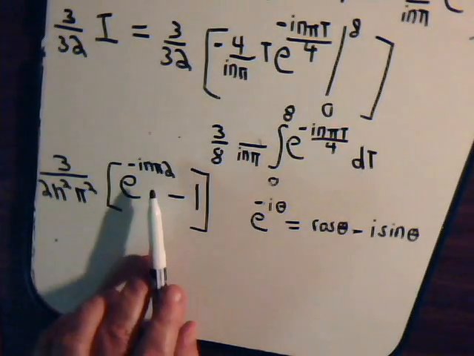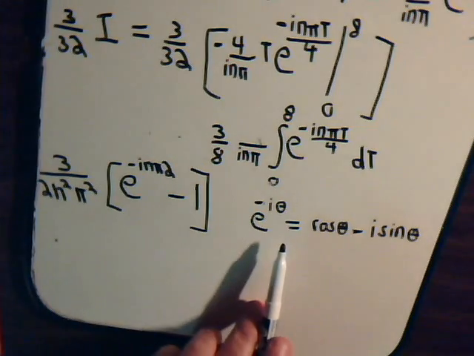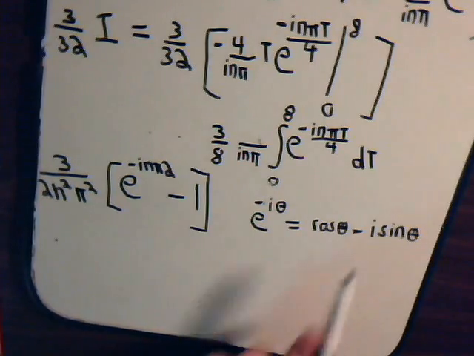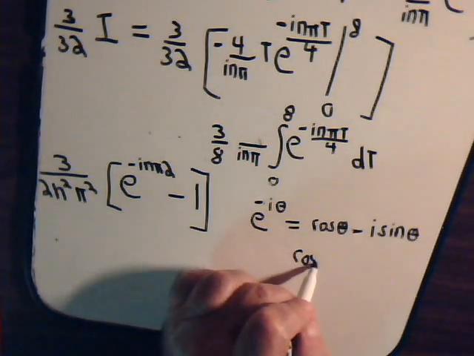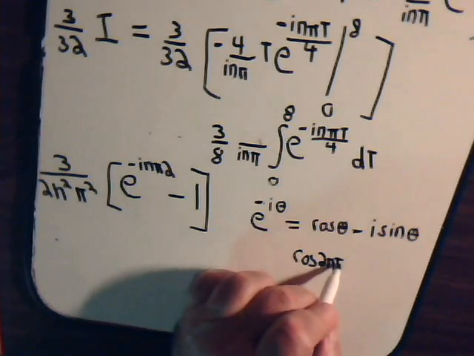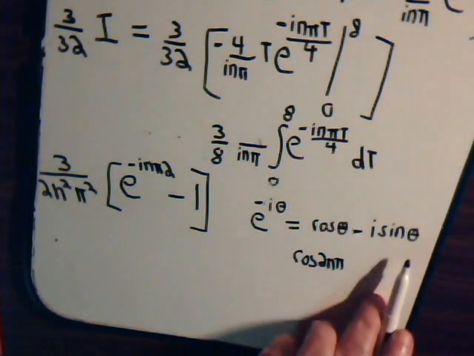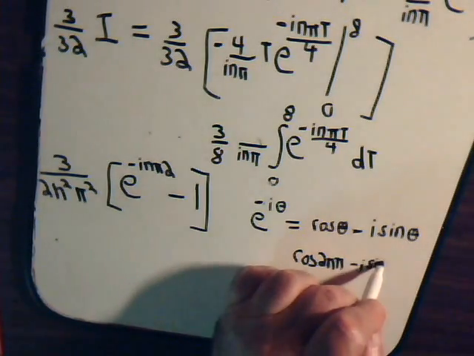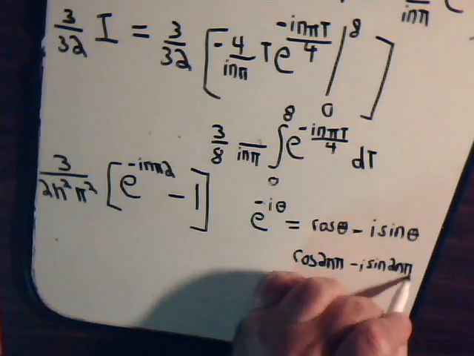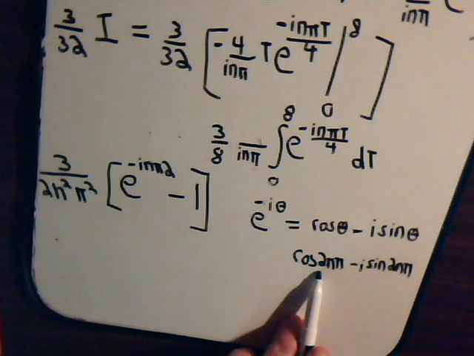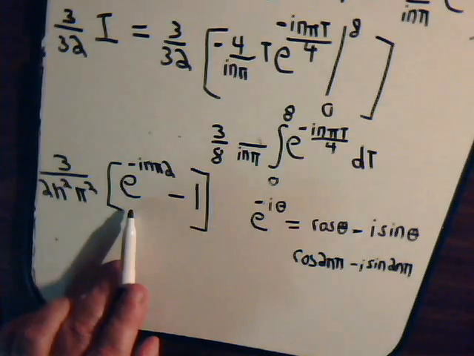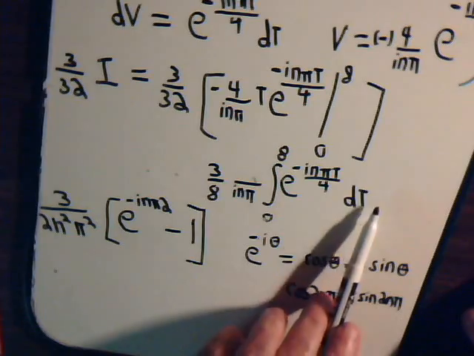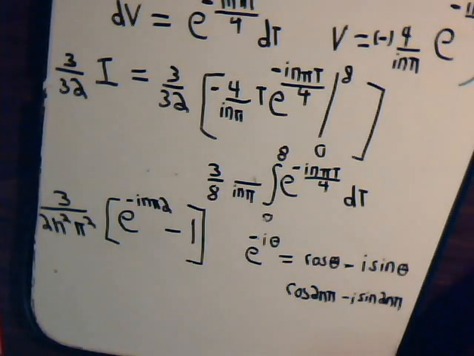Now here, this is n pi over 2, so for theta we've got a 2n pi here. For the cosine, we're going to have cosine 2n pi. That's always 1. Minus i sine 2n pi, that's always 0. So this is 1 minus 1, which is 0. So this whole integral here comes out to be 0.